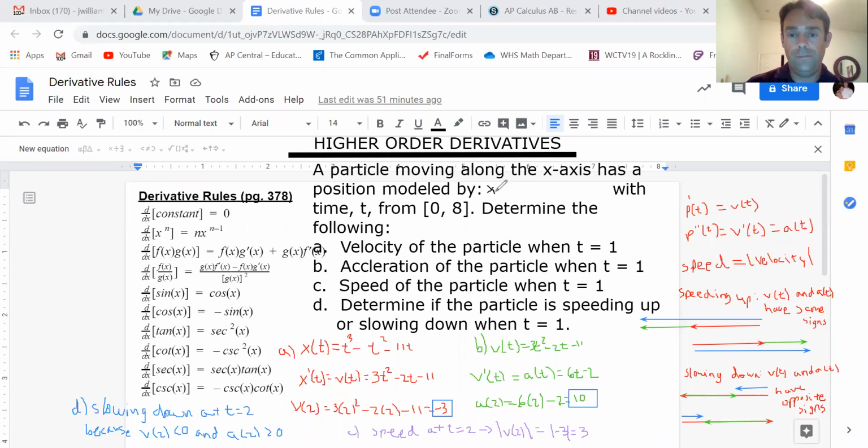X of t equals t cubed minus 5t squared minus 13t. All right, friends, go ahead and pause the video and see if you guys can take a little gander at trying to solve some of these.